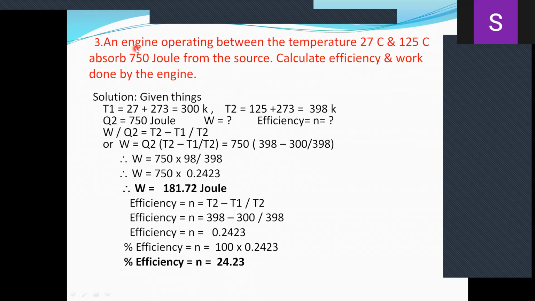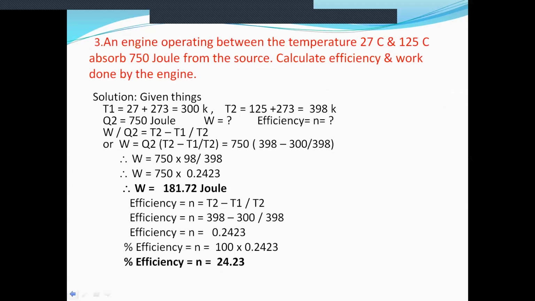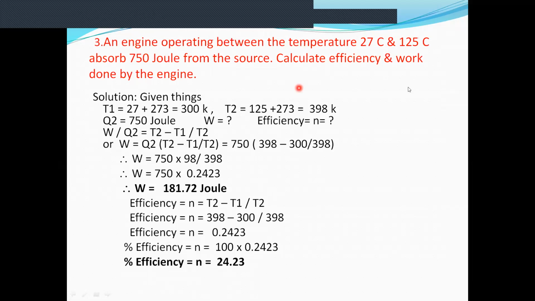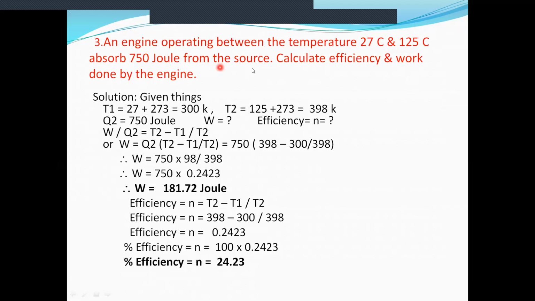An engine operating between the temperatures 27 degrees centigrade and 125 degrees centigrade absorbs 750 joule from the source. Calculate efficiency and work done by the engine. Again, the same problem is there. So I will take the solution directly.